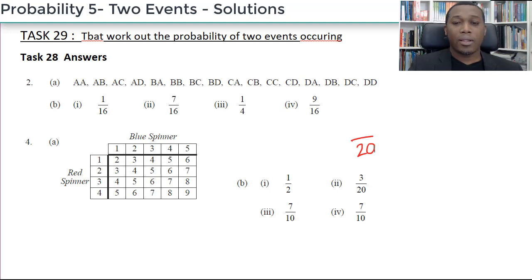Greater than 4, less than 7, it was the same thing. You're just going the other way. The 6s, the 5s, the 4s, the 3s, the 2s. You have 14 numbers, so 14 out of 20, which when simplified is 7 on 10. So that's question number 4.